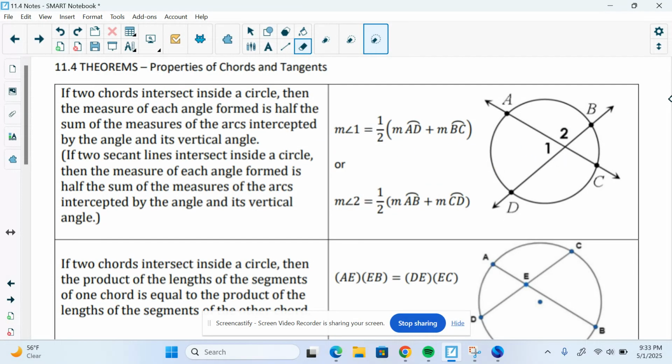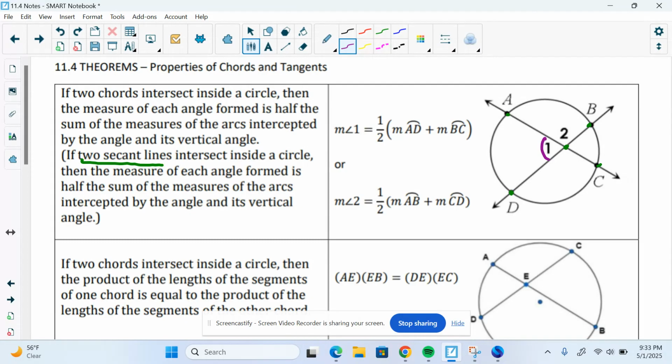The first one has 2 chords intersecting inside a circle, or it might be 2 secant lines intersecting inside the circle. If we stop them here and here, they're chords, but if we continue, they're secant lines. They're intersecting inside the circle at this point right here. What we're going to do is talk about a relationship between the angles at that intersection point and the arcs on the circle, the degree measures of these.